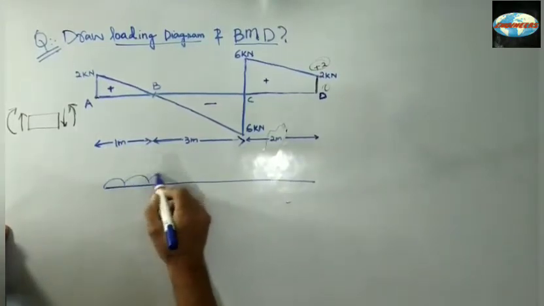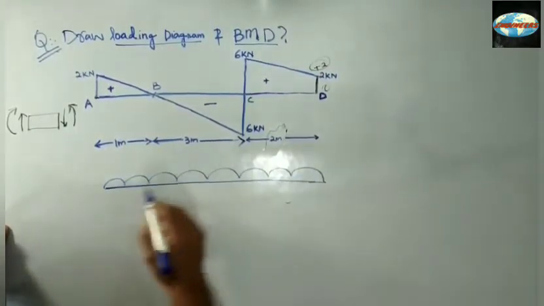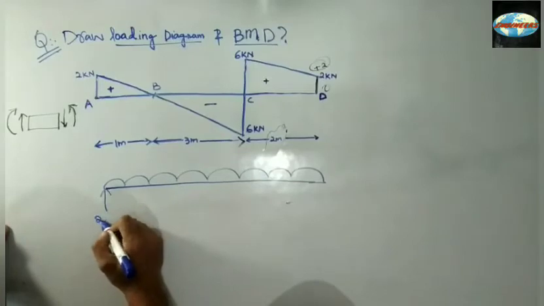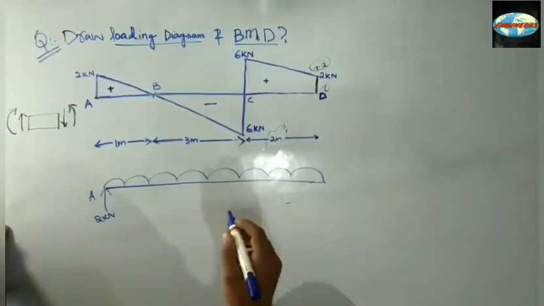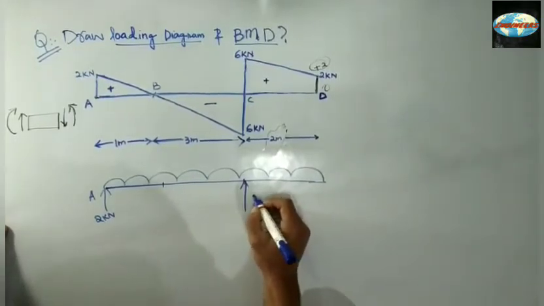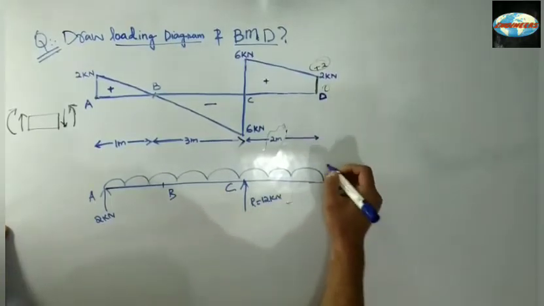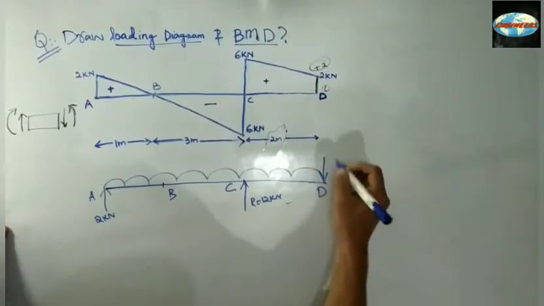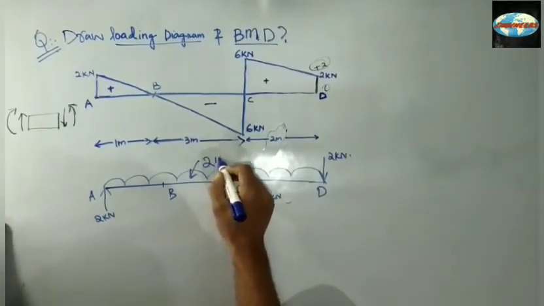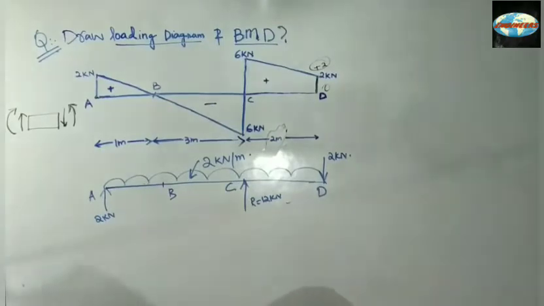So my whole beam was subjected to a UDL of 2 kilonewton per meter. I was having a reaction of 2 kilonewton, as I remember, at point A, and at point C, I was again having a reaction, let this be B, RC is equal to 12 kilonewton, and at point D, I was having a point load of 2 kilonewton, and this bar was 2 kilonewton per meter. So this was all about the loading diagram, how we should decode the shear force diagram and create a loading diagram out of it.